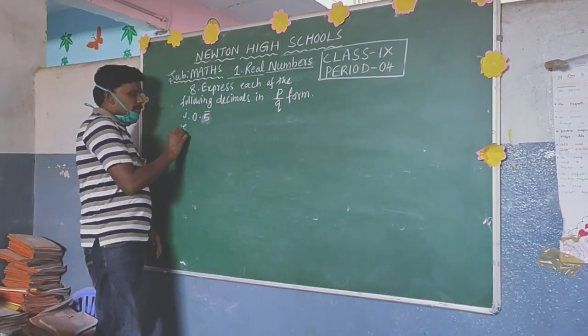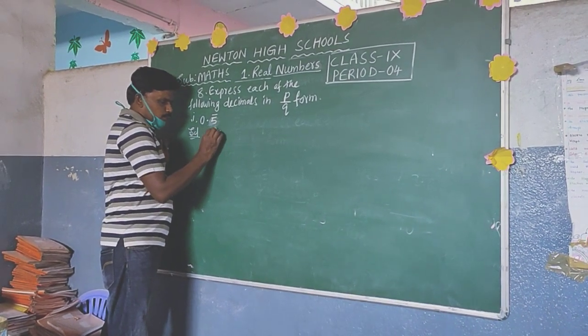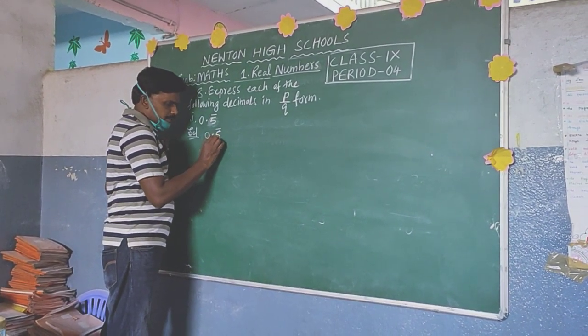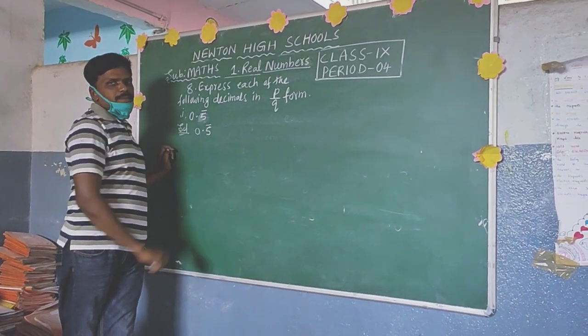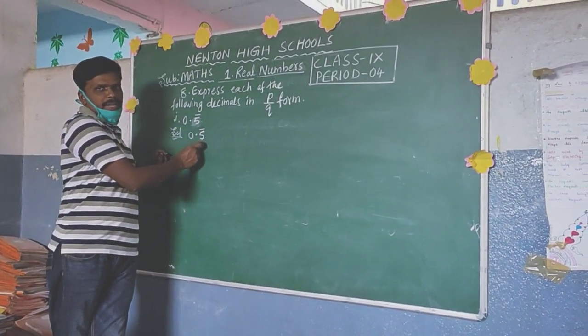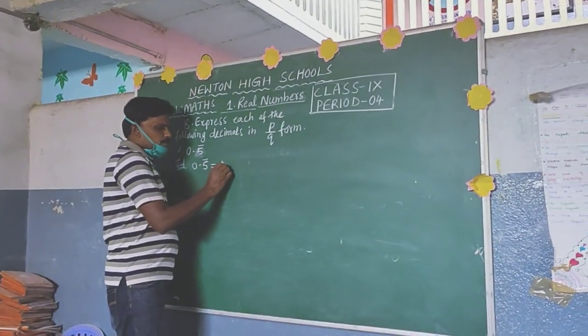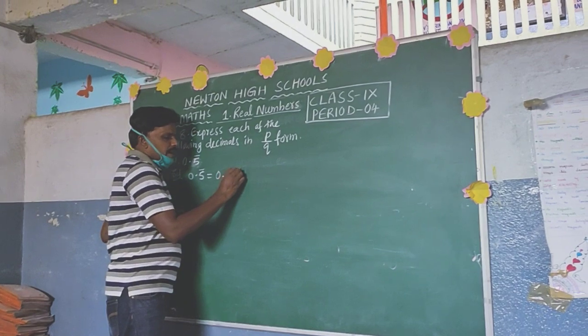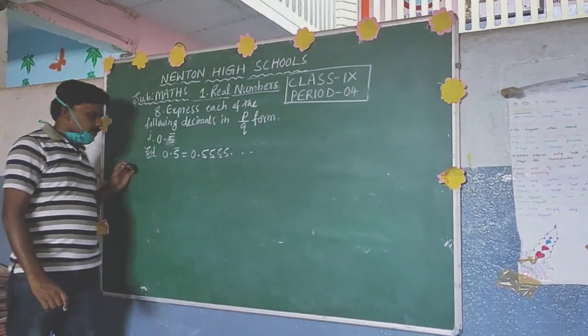What is 0.5 bar? What is the meaning of bar? Suppose 5 bar, so only one digit has the bar. The meaning of this bar is that after the decimal point, this particular digit will repeat again and again. So when you remove this bar, what do we get here? 0.5, 5, 5 and so on.